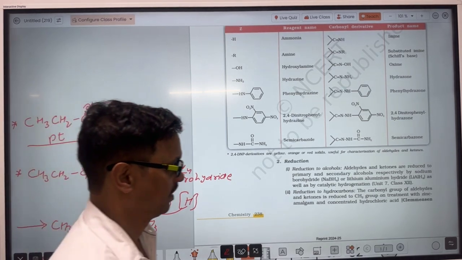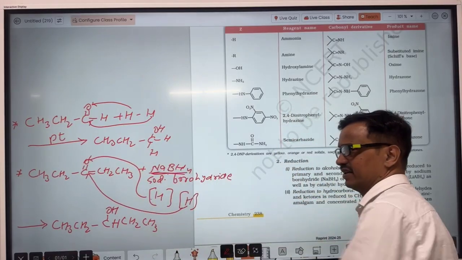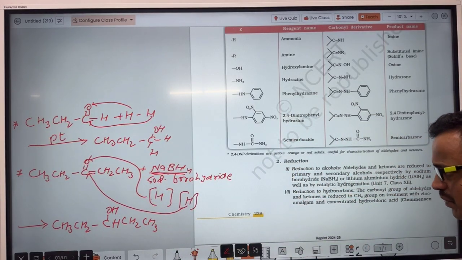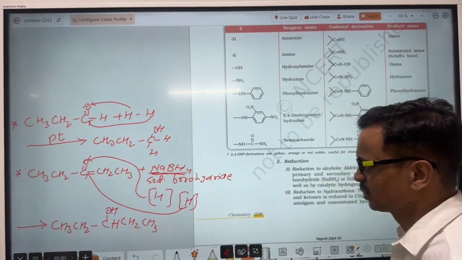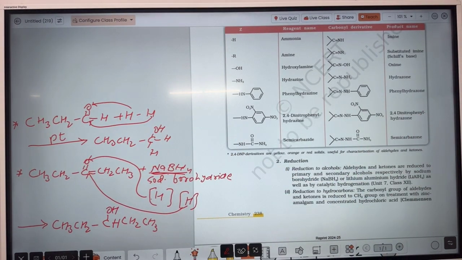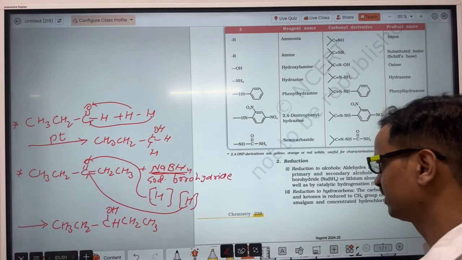so 1 degree alcohol will form from aldehyde. That is, aldehyde will form 1 degree alcohol. When the aldehyde is reduced, there will be formation of 1 degree alcohol, and when ketone is reduced, there will be formation of 2 degree alcohol. And yes, it's a fact that aldehyde is more reactive than ketone, so aldehyde will react with H2 gas also, but the ketone will not react with H2 gas. Okay, that was about the reduction here.